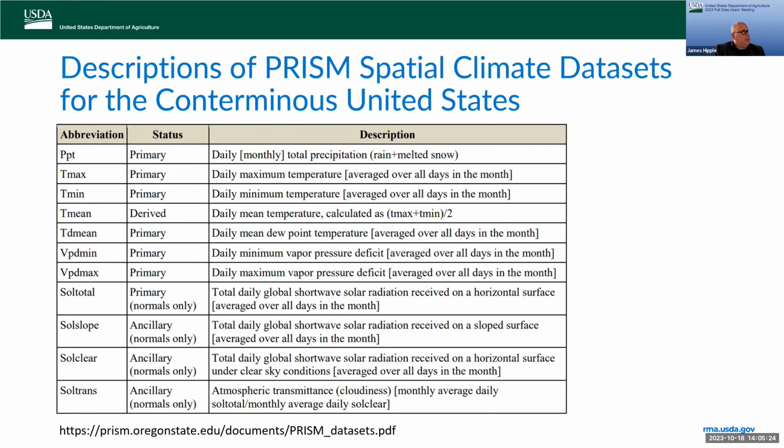PRISM works on a set of primary data: precipitation, Tmin, Tmax, Tmean, which is a derived data set, daily mean dew point temperature, vapor pressure, and have started doing solar radiation. We're looking at building out the agronomically important weather and climate variables within this data set. And you could look at the link here that gives details about each of the PRISM data sets, which are also linked within that PRISM portal webpage.